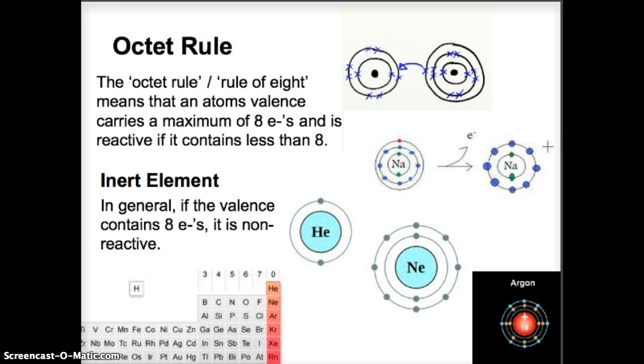We got a few there. We got helium there, and that's where the octet rule is broken because the innermost shell does not have as many electrons. But then here we got neon, and that's another example where there are 8 in the outermost shell.